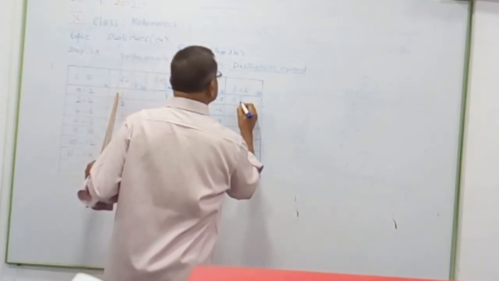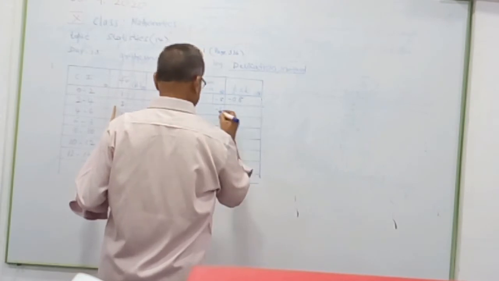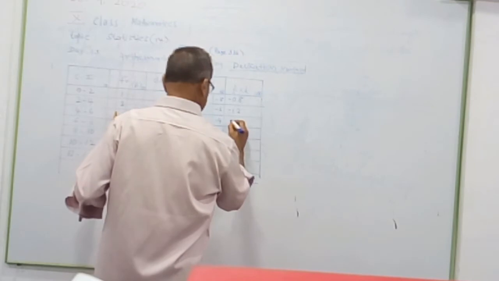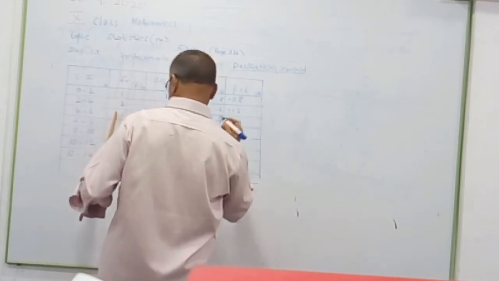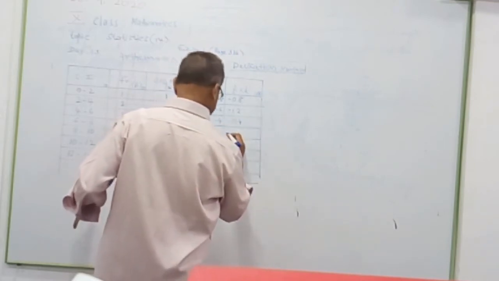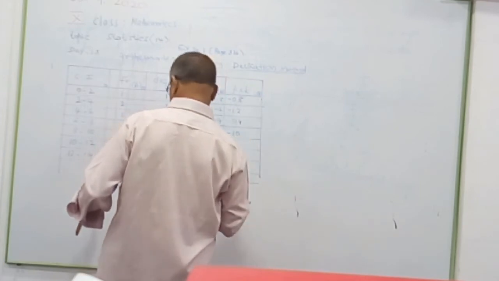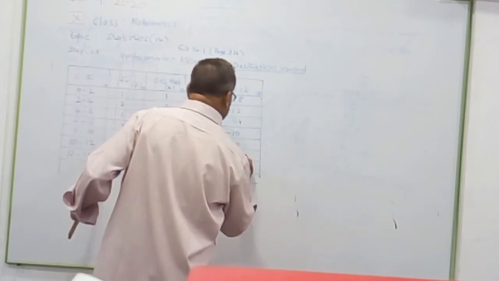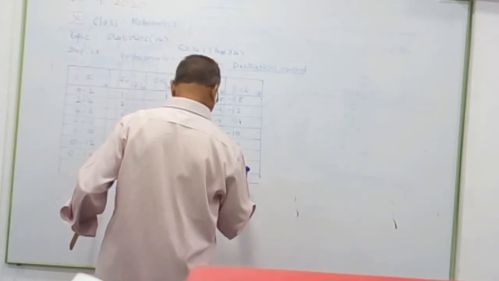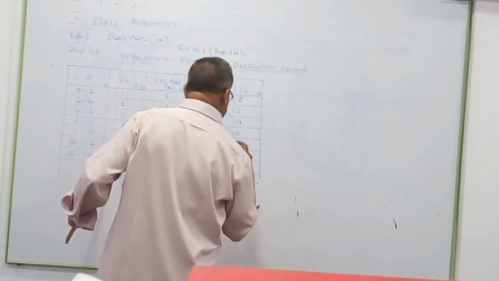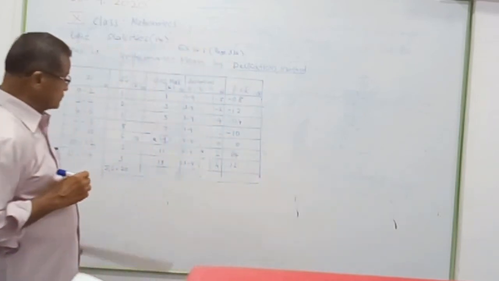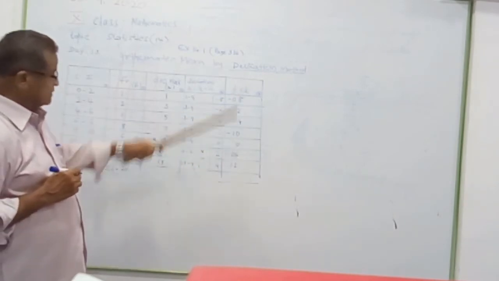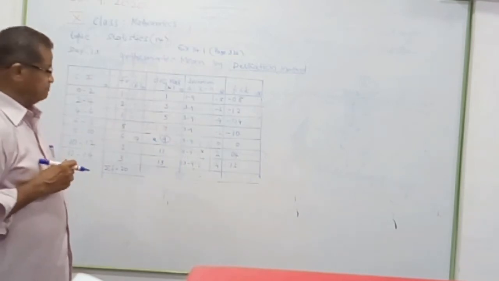Minus 8 and minus 12, minus 4 and minus 10, and 0, 2 into 4, 3 into 4 is 12. These are plus, these are plus, these are minus. Add separately.